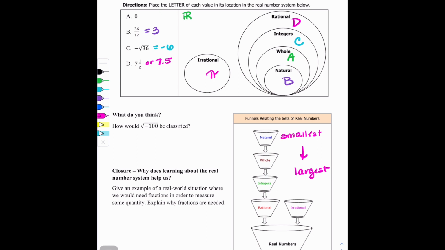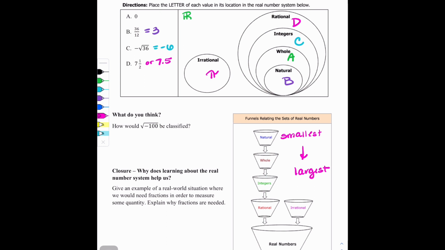So in this last part of the lesson, I'd like you to answer the question, what do you think? How would the square root of negative 100 be classified? So what I'd like you to do is pause the video and try to answer this question, and then resume the video to go over the answer with me.